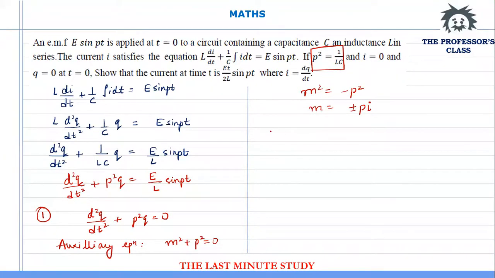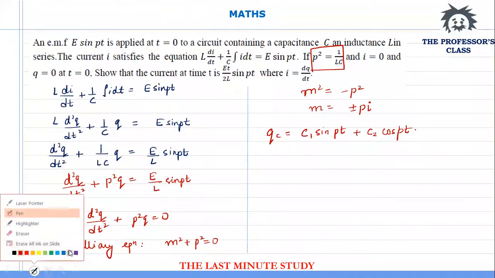Now for an imaginary number, the solution is given in terms of trigonometric functions. So over here it will be cos pt, or let's say I'll start from sine. So c1 sin pt plus c2 cos pt. So I got these terms. Now I need to find the particular integral or particular solution for this term.